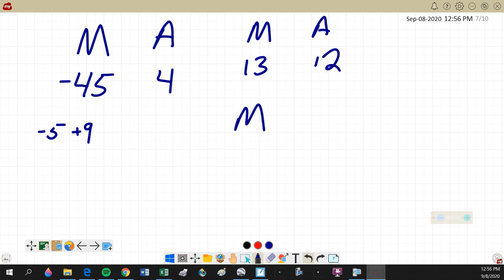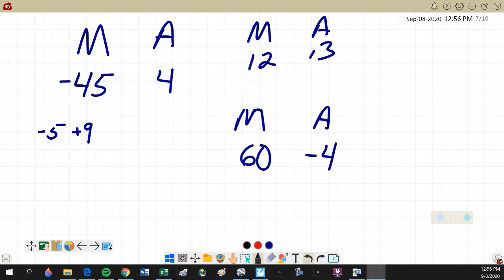Multiply to be... Oh, thank you. There we go. Good catch. What about multiply to be 60 and add to be negative 4? Oh, it's got to be a negative 60. Negative 6 and positive 10. That's what I meant. Okay.